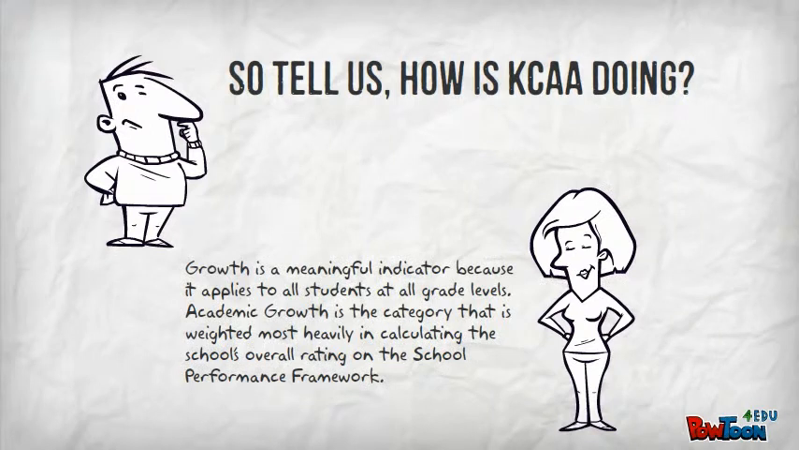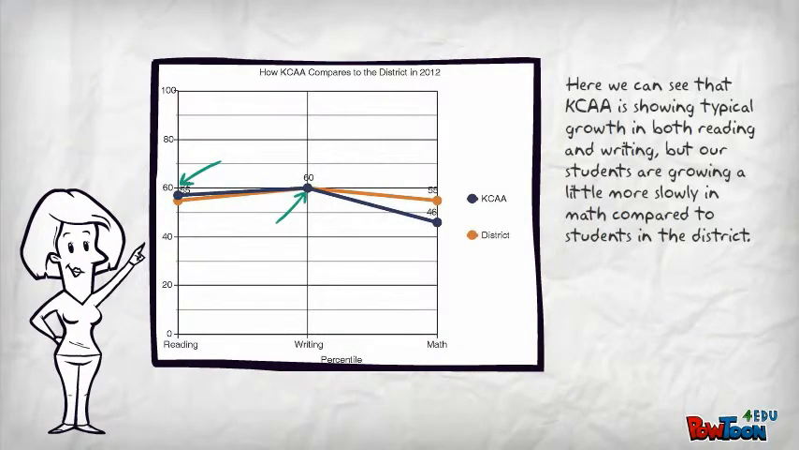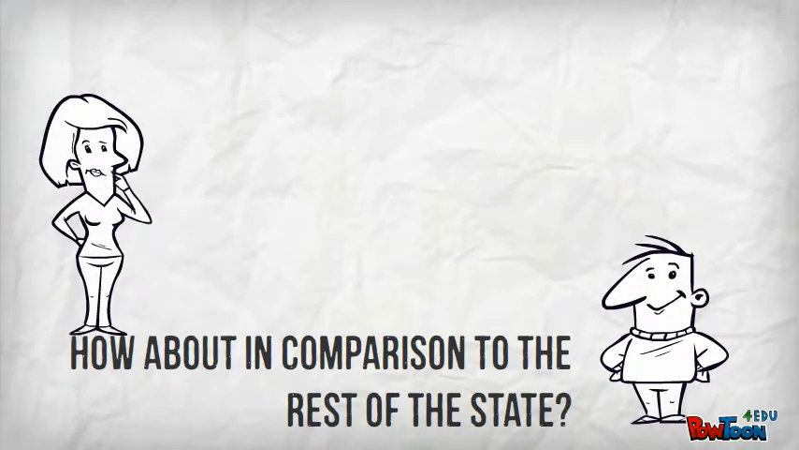I'm glad you asked. First, let me say that growth is a meaningful indicator because it applies to all students at all grade levels. Academic growth is the category that's weighted most heavily in calculating KCAA's overall rating on the school performance framework. Here we can see that KCAA is showing typical growth in both reading and writing, but our students are growing a little more slowly in math compared to the rest of the students in the district. How about in comparison to the rest of the state?